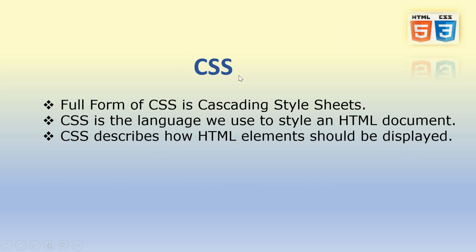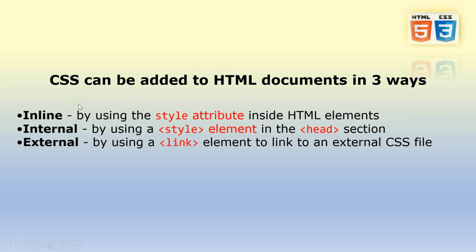First of all, you must be knowing its full form is Cascading Style Sheets. It is a language used to style an HTML document. It describes how HTML elements should be displayed. So mainly it is concerned with the formatting in HTML pages or the web pages. It can be added in three ways: inline, internal and external.